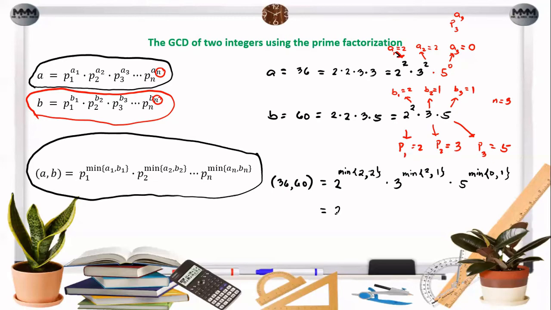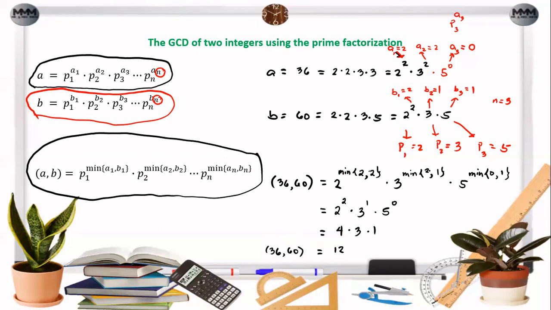So we copy here the base 2. Then the minimum of 2 and 2 is of course 2. Times, we have here 3. And the minimum of 2 and 1 is 1. Times 5. Minimum of 0 and 1 is 0. This is 4 times 3. Of course, 5 raised to 0 is 1. Hence, the GCD of 36 and 60 is equal to 12.